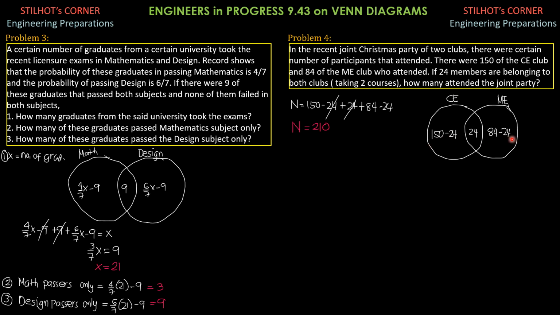So adding this, that represents the total number of those who attended. So N is equal to 150 minus 24 plus 24, then plus 84 minus 24, and that is 210 members.